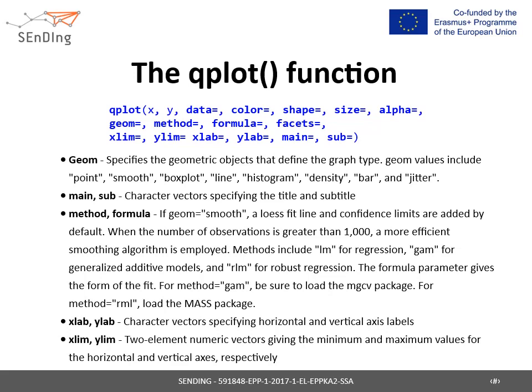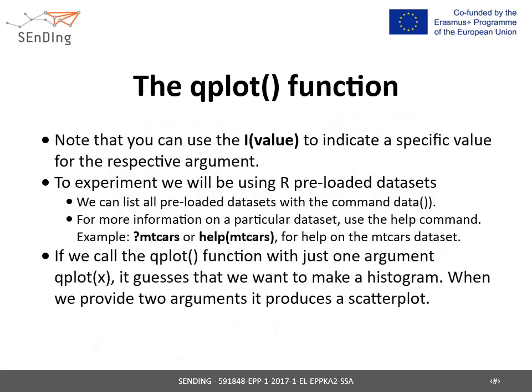Two-element numeric vectors giving the minimum and maximum values for the horizontal and vertical axes, respectively. Note that you can use the I value to indicate a specific value for the respective argument. Let's see some examples of generating graphs using the qplot function.